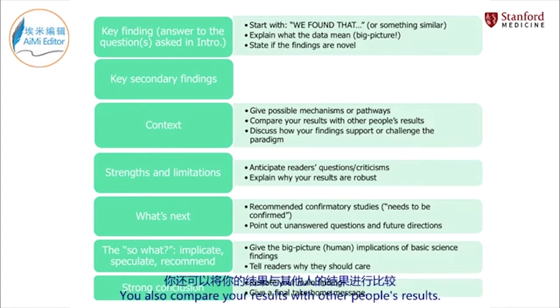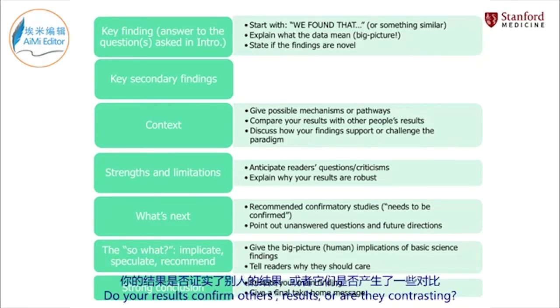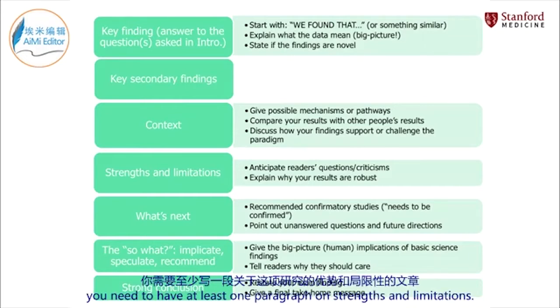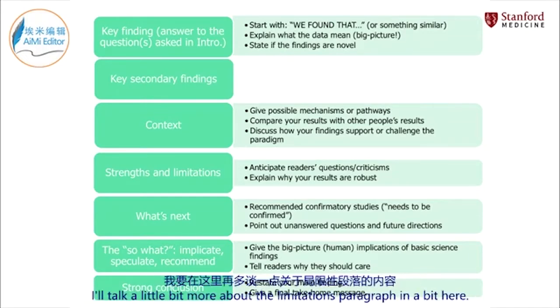You also compare your results with other people's results. How do your results fit with the existing literature? Do your results confirm others' results, or are they contrasting? Then as you're getting towards the end of your discussion, you need to have at least one paragraph on strengths and limitations. I'll talk a little bit more about the limitations paragraph in a bit here.